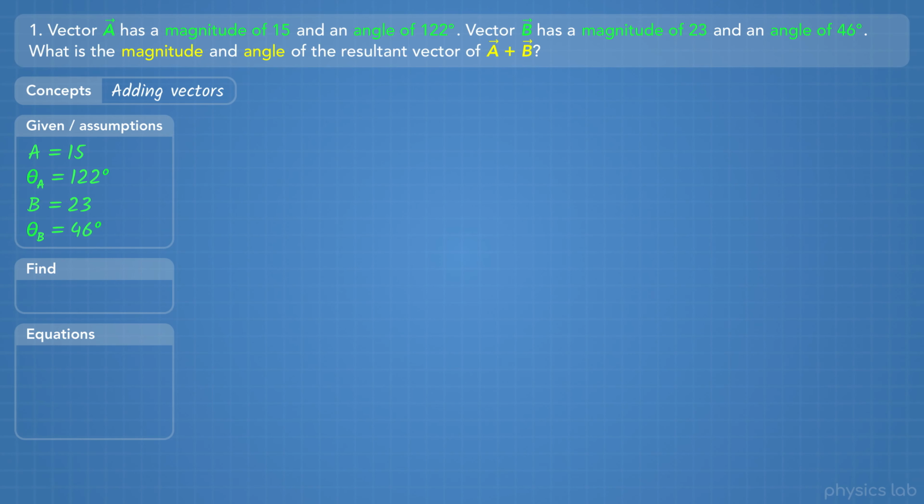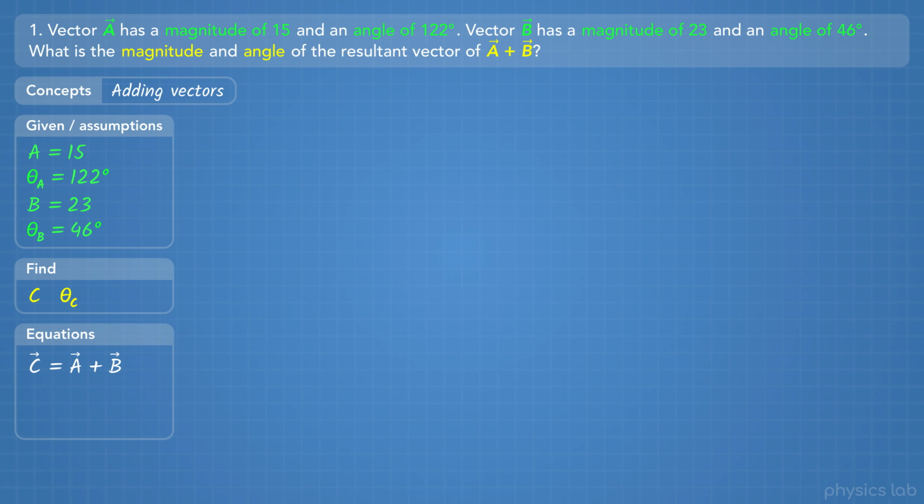The problem is asking us to add vectors A and B and find the magnitude and angle of the resultant vector. Let's call the resultant vector C so it's easier to keep track of, and write down that we're trying to find C and its angle, theta C. Next, let's draw these vectors to get an idea of what we're trying to find.